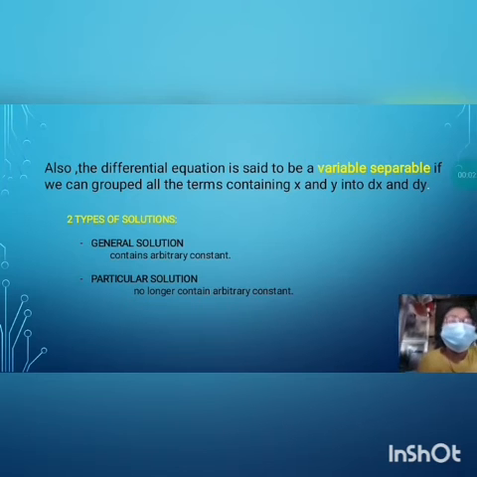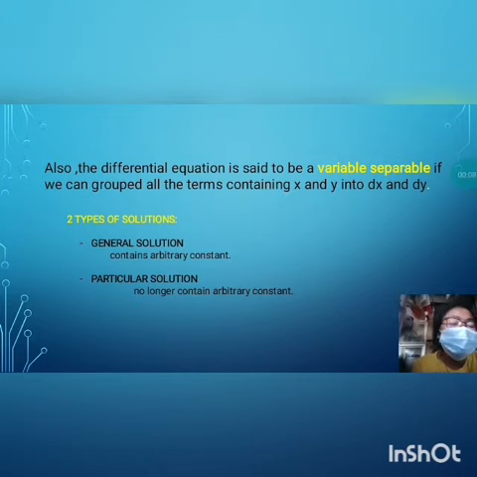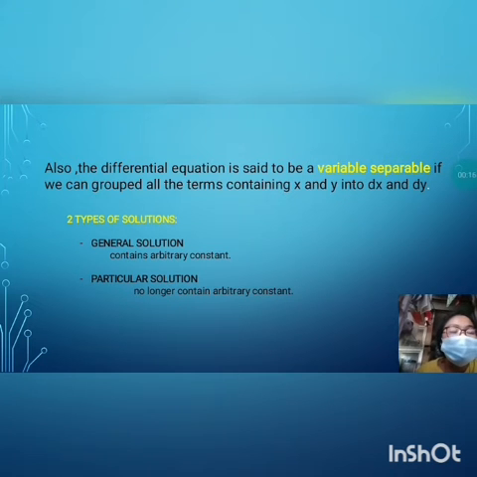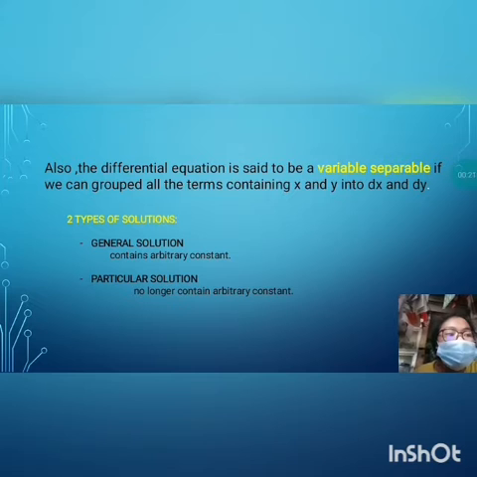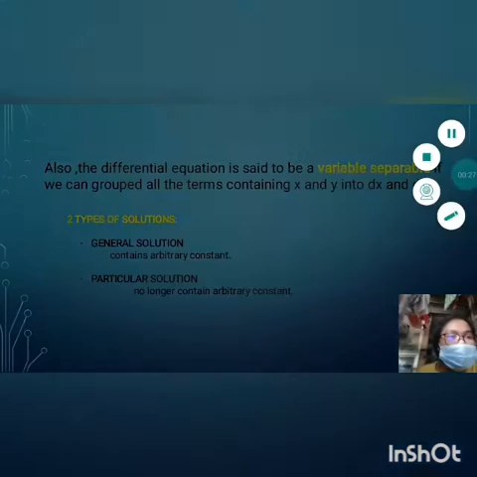We can say that a differential equation is said to be variable separable if we can group all the terms containing x and y into dx and dy. Now, there are two types of solution: the general solution and the particular solution. A general solution still contains an arbitrary constant, while a particular solution no longer contains an arbitrary constant, meaning the arbitrary constant has been defined.